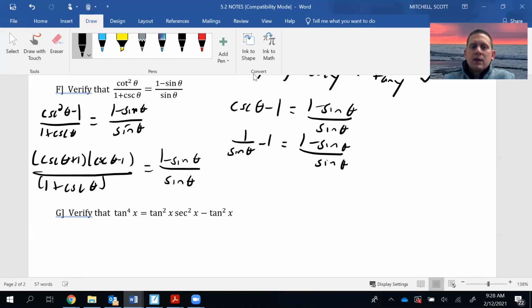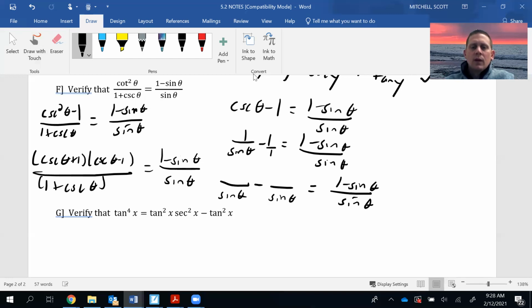I haven't touched it. So here, I really only have one fraction on the right side. Here I have 2. So we're going to have to make this into one fraction. And again, I still equal the right side the whole time. I'm not touching that. So what's my LCD? What's my common denominator? It's got to be sine.